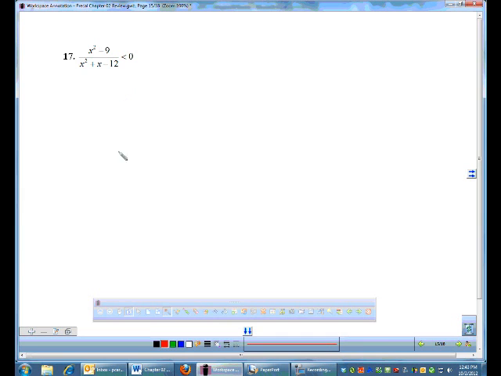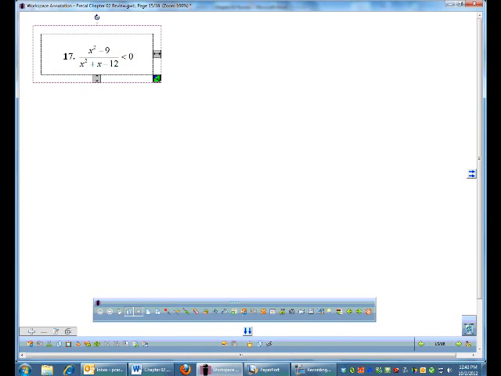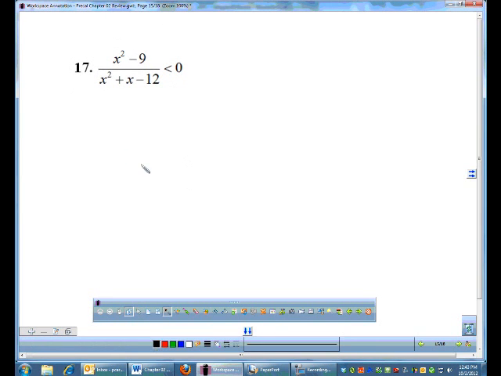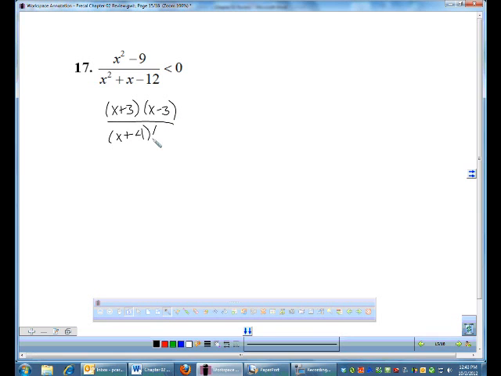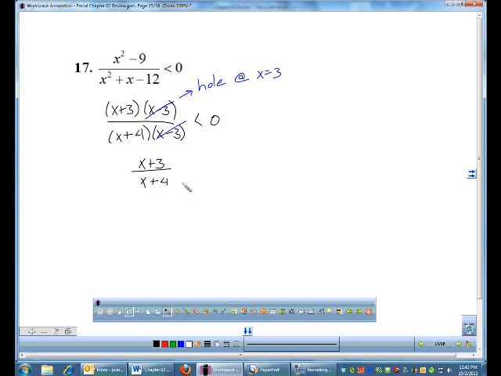See, number 17, same thing, another inequality. This time we're going to have to factor this. So my top factors to x plus 3, x minus 3. My bottom factors to x plus 4, x minus 3. Less than 0. I can cancel an x minus 3, but when you cancel, you need to be aware that you just created a hole. Because I canceled an x minus 3, I have a hole at x equals 3. And I'm reducing my equation down to x plus 3, over x plus 4, less than 0.